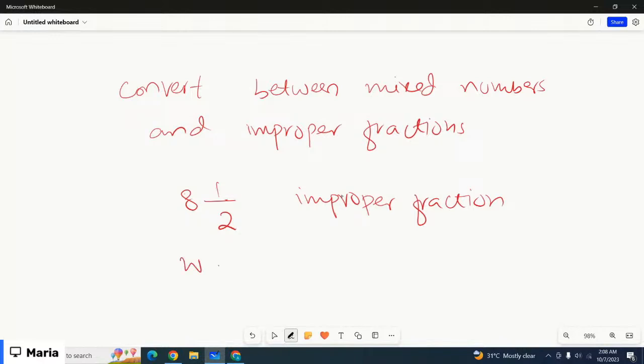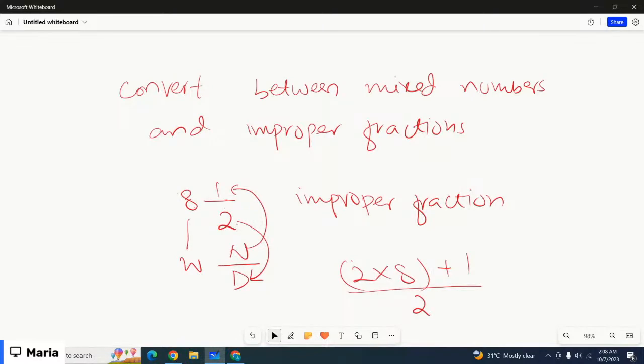This is the whole part, this is the numerator and this is the denominator. 8 is the whole, 1 is the numerator and 2 is the denominator. You have to multiply the whole number times the denominator, so 2 times 8, and then add the numerator. The denominator is always the same, so it must be 2. So 8 times 2 is 16, plus 1, and that would be 17 over 2. Got it?